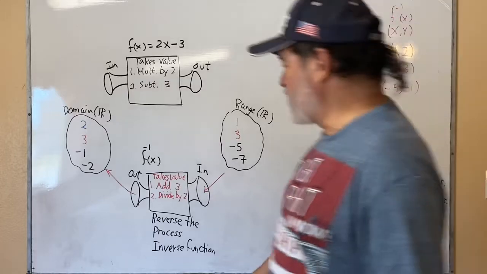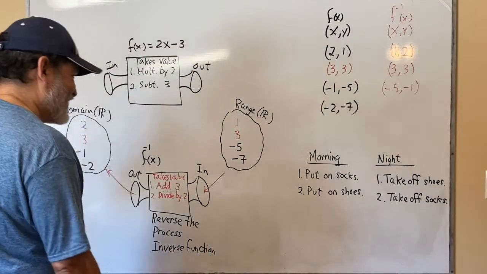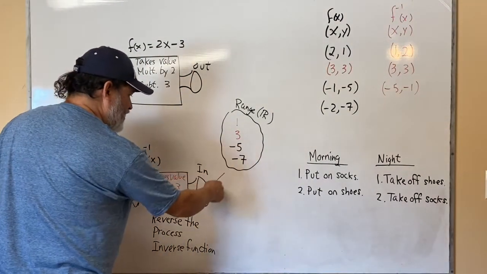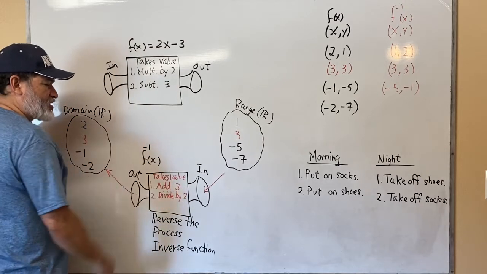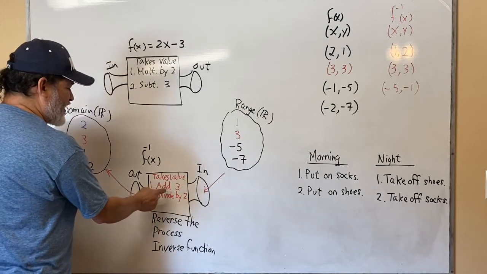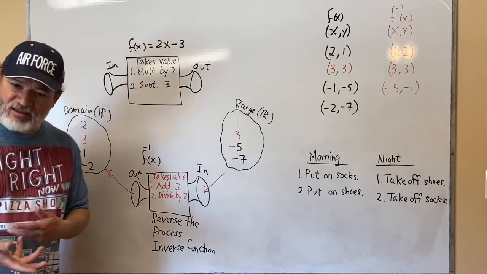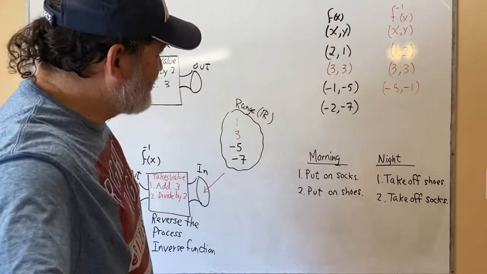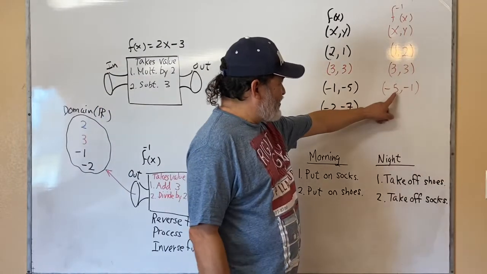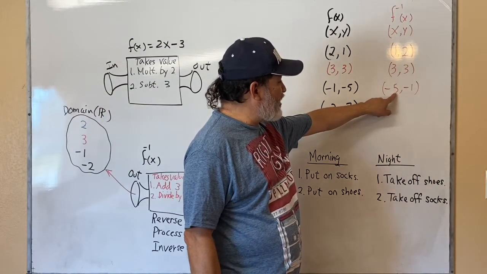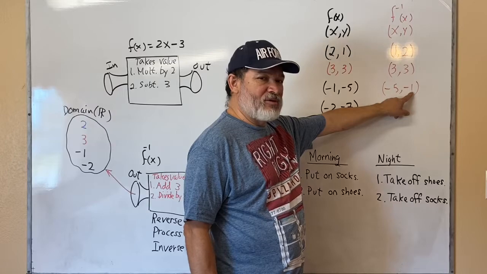Okay, so now we said negative 5 goes in. Negative 5 plus 3 is negative 2. Negative 2 divided by 2 is negative 1. Yes, it's reversing the process. So this is what goes in. This is what came out.